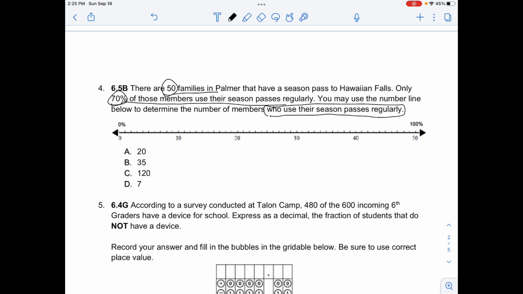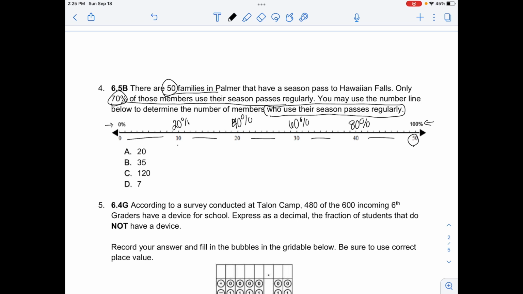All right, so here we go. On my number line, I go from 0% to 100%, which is equivalent to 50, which is the 50 families. Now, if I'm going from 0 to 100, and I'm counting by, I have 1, 2, 3, 4, 5 spaces. 100 divided by 5 is 20. So that means 10 is equivalent to 20%. 20 is equivalent to 40%. 30 is equivalent to 60%. And 40 is equivalent to 80%.